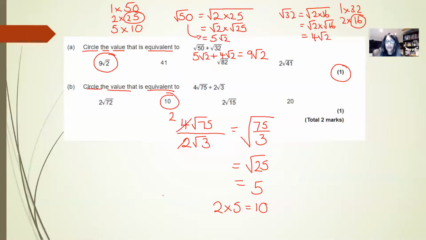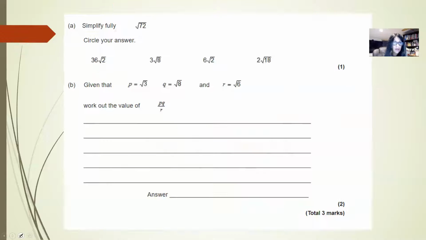Fantastic. So make sure you work them out. Okay, let's keep going. Brilliant. Okay, again, another multiple choice one. Simplify fully. Fully because we could simplify it, but we could stop before finishing the question. So circle your answer. So root 72, let's look at pairs of numbers that multiply to give us 72: 1 times 72, 2 times 36, and so on. We need the biggest square number. That's why it says fully, because you might have picked something different.